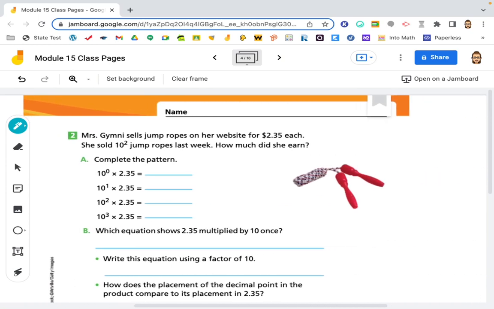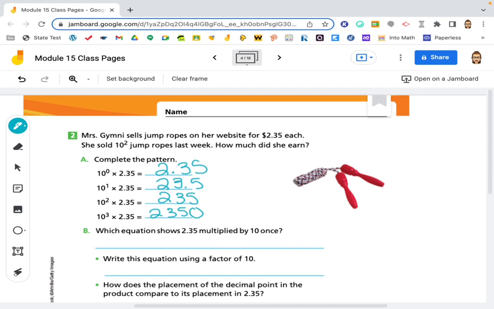So we have Miss Jimny sells jump ropes on her website for $2.35 each. She sold 10 to the second power jump ropes last week. How much did she earn? Complete the pattern. Well, if we remember from back at the beginning of the school year, when we were dealing with powers of 10, we learned that the exponent tells us how many places that we are moving the decimal point or adding zeros. So 10 to the 0 power means that our number stays the same. So it's going to stay 2 and 35 hundredths. 10 to the first power means I am multiplying by 10, which means I'm moving the decimal point over 1 to the right. 10 to the second power would mean I'm moving over 2 to the right. Then 10 to the third power means I'm moving it over 3, but I run out of digits, so I add a 0.